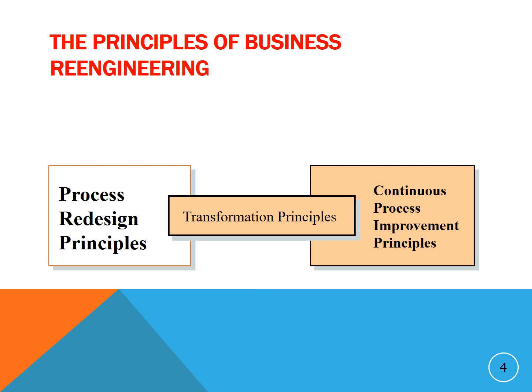And then the third question is, how can we ensure continued application, productivity and effectiveness after the re-engineering? This one is referring to the 6 continuous process improvement principles. So these questions can be answered through 3 sets of interlocking principles, these 3 principles just now. Next, we'll take a look at each of these principles in detail. What are the 7 process redesign principles? What are the 7 transformation principles? And what are the 6 continuous process improvement principles?